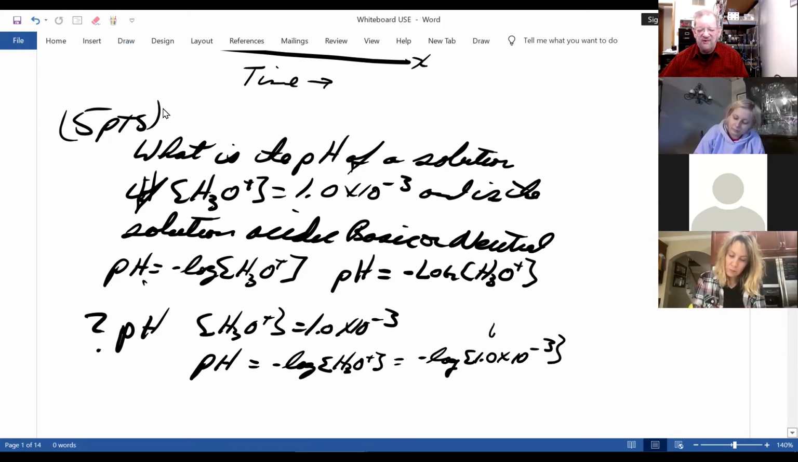And when this number is 1.0 times 10 to the minus x, then the pH is x. So in this case, the pH is 3.